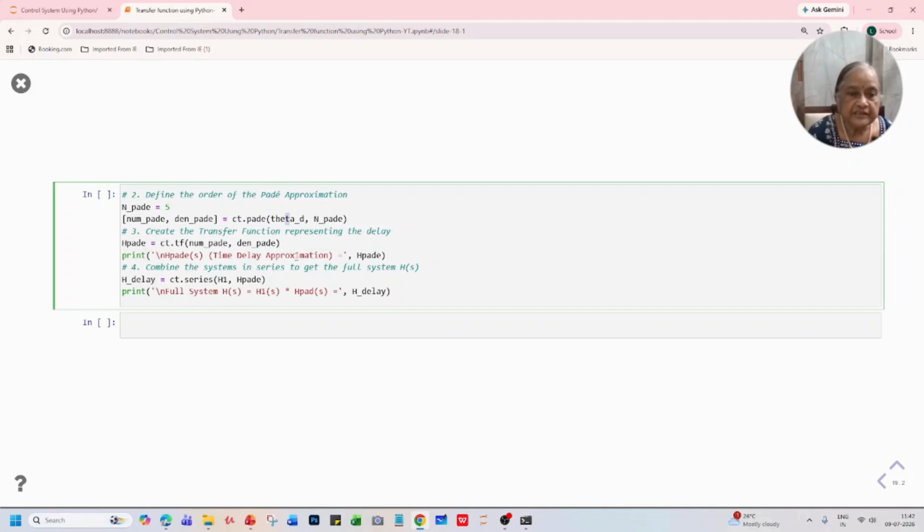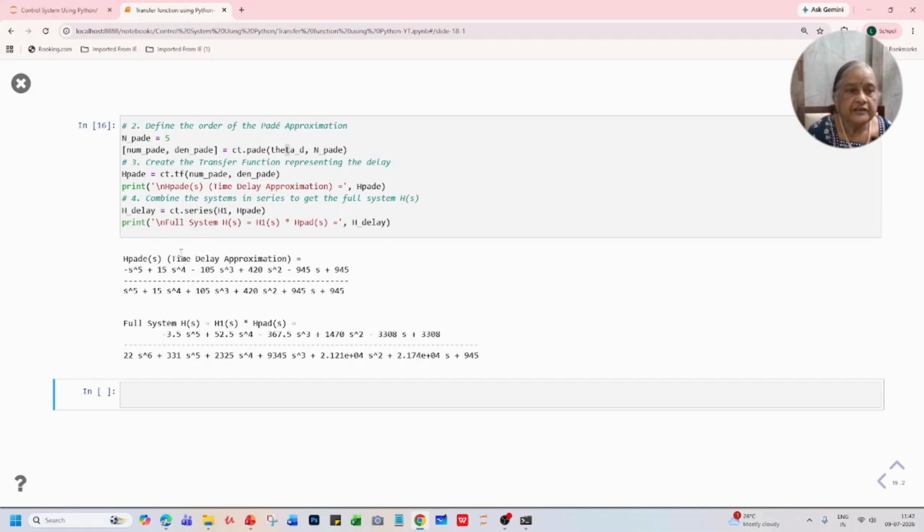Next, print this h_pade and then combine this transfer function with the normal transfer function of the system without the time delay, in cascade, h1 and h_pade. Then print that also. So let me run this.